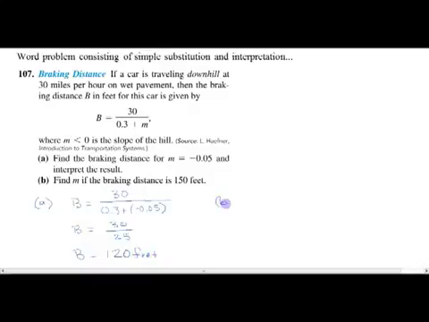In part B, find m if the braking distance is 150 feet. The value that they've given us is not m. It is a braking distance, which is b. So we'll put 150 in for b.